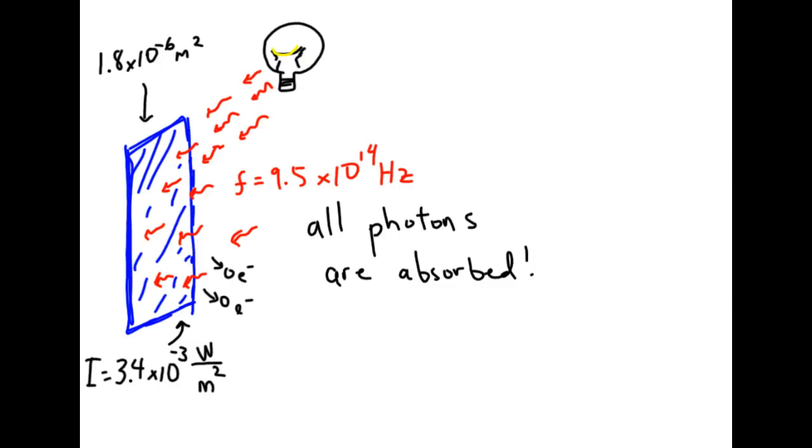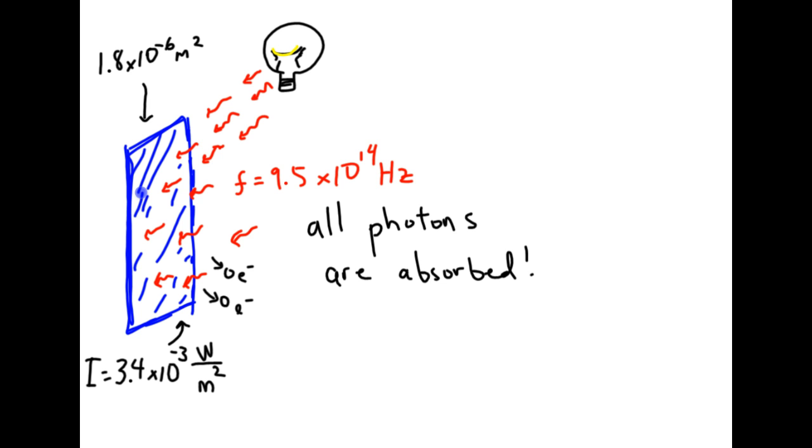Here's a problem on the photoelectric effect. In this problem, we are going to calculate the photoelectric current ejected from a metal surface as a result of some light hitting the surface. So here's my metal surface in blue. It's what I've shown in blue.